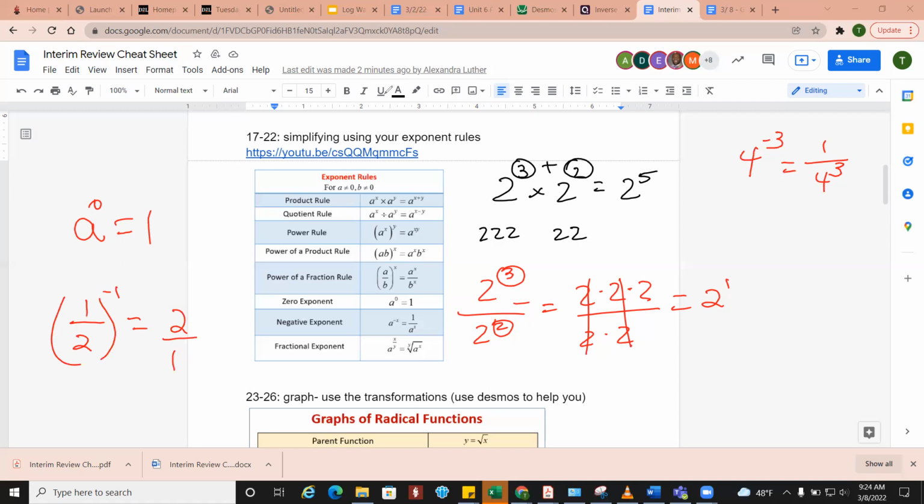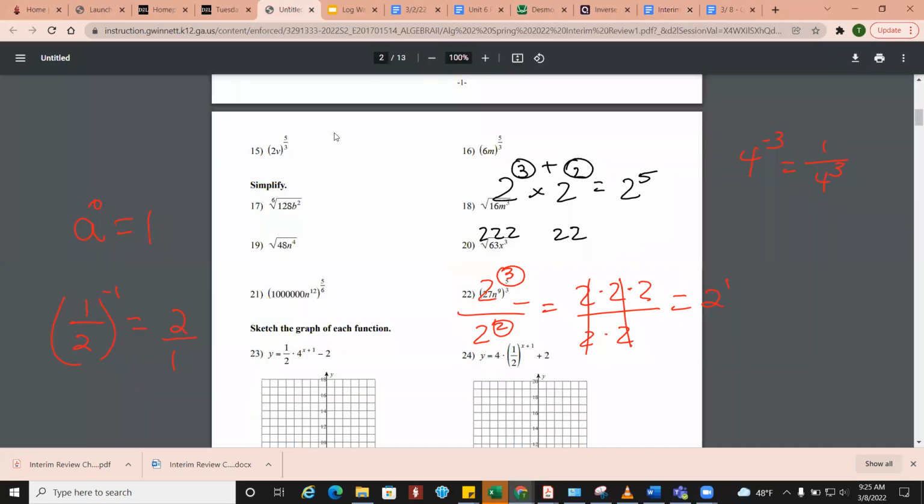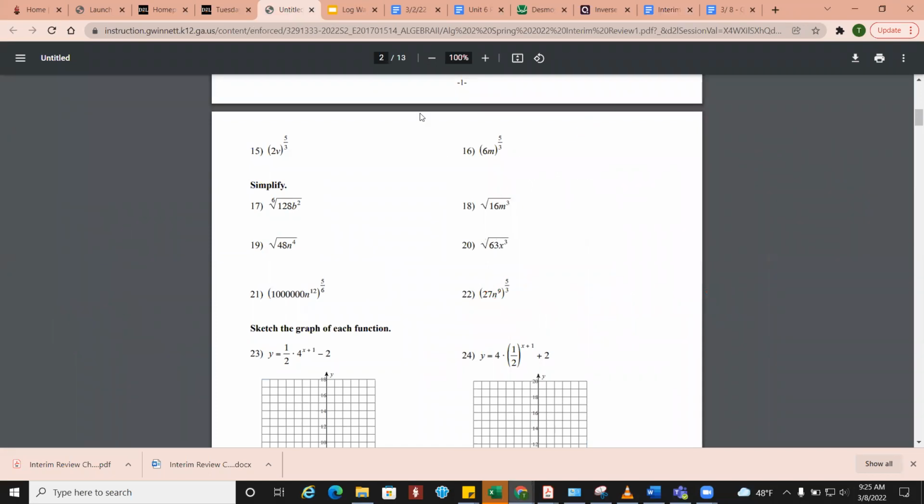Let's go to question number, I'm trying to remember what I did in the last class. Let's do 17. Does that help? Okay. So 17, you've got the 6th root of 128 b to the 2nd power. Let's look at our variable first. We have b to the 2nd power, which means we have 2 b's, and we've got a little 6 in this cubby hole. Can we make a group of 6? No. So that guy's going to just be left underneath, b to the 2nd.